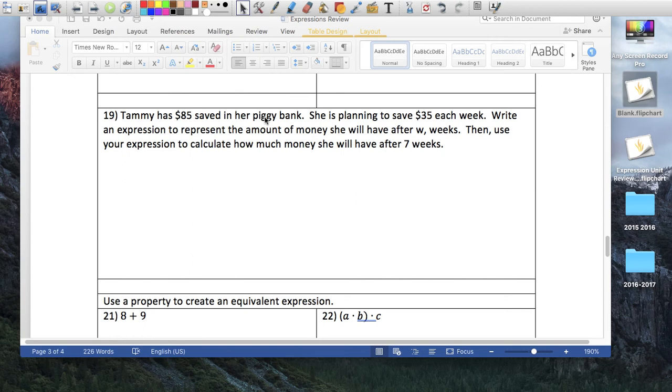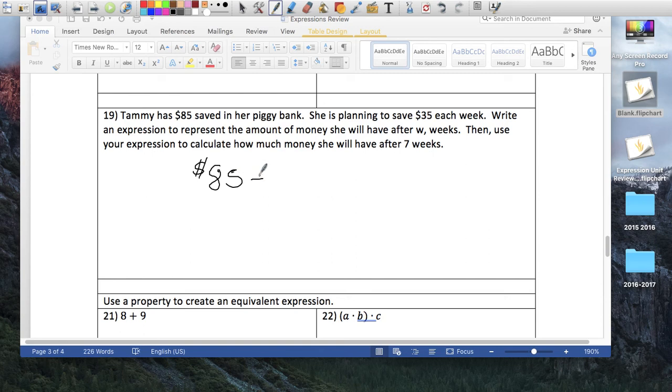Tammy has saved $85 in her piggy bank. She's planning to save $35 each week. Write an expression to represent the amount of money she will have after w weeks. Then use your expression to calculate how much money she will have after 7 weeks. So let's write what she has. For sure, she has $85. That's how much she has. And she's going to add $35 every week.